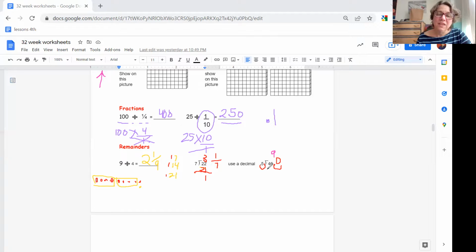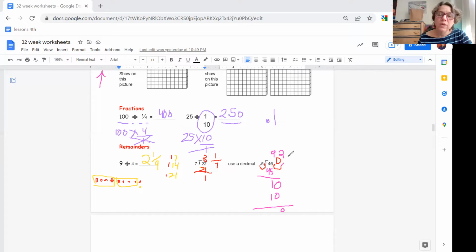9 times 5 is 45. 9 times 5, 45. I have 1 left over. And I have a 0 here. So how many 5s are in 10? 5, 10, 15. Oh no, 15 is too big and 10 is perfect. So I'm going to write a 2, 92. 2 times 5 is 10. And now I'm finished. Remember, there is a 0.